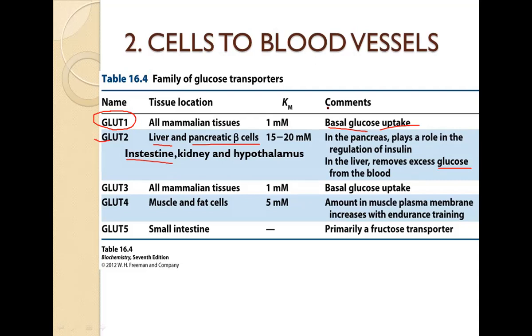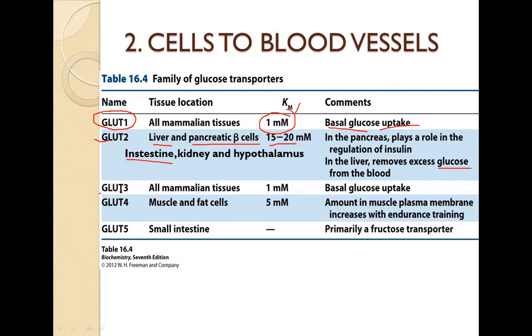Now, if you see the Km, right, when there is basal uptake, the Km is less. And here you will see that the Km is more. What does it show? Km is more. It talks about the affinity. Affinity is low. It means these gates will open when the concentration is more.